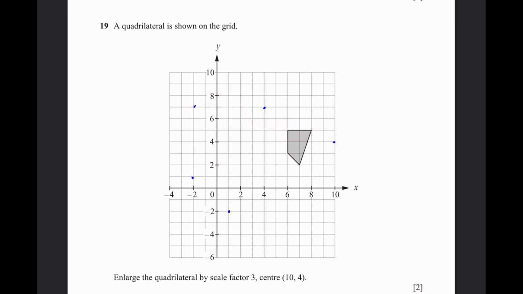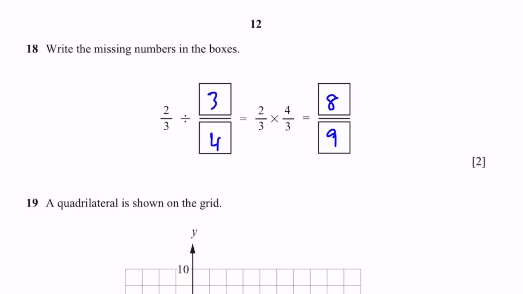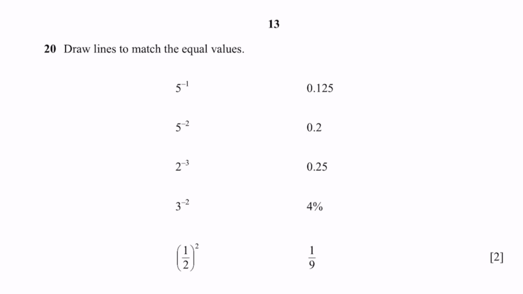And now we simply connect the dots over here, just like this, and that's our enlarged shape. That's our answer. Question 20. Draw lines to match the equal values.